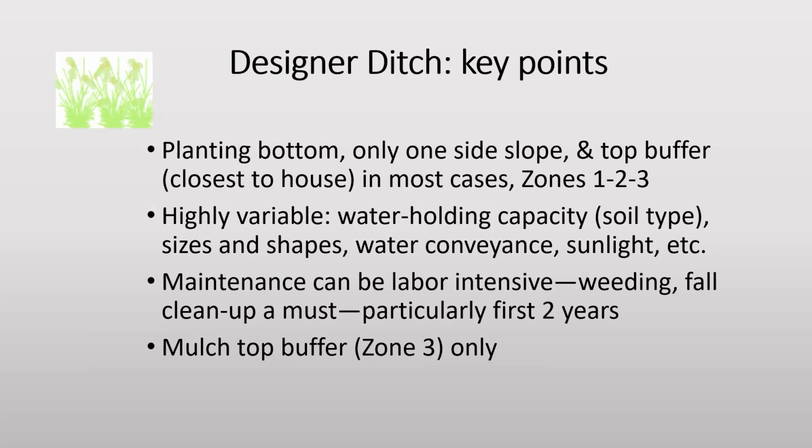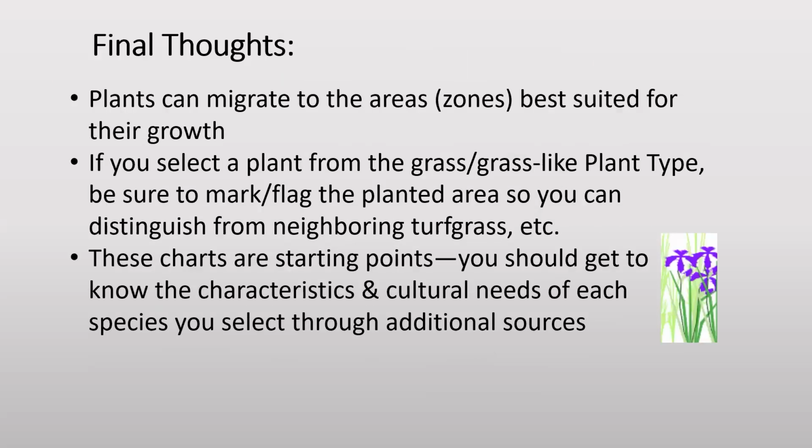So everything from the soil type, which will tell you what kind of water holding capacity that has, especially when it's sloped, etc. Sizes, water conveyance, etc. The maintenance can be labor intensive for those first 2 years. Don't underestimate what you need to do in the beginning. It's not optional as far as the weeding and the fall cleanup. And then again, top buffer mulching only. Okay. And then just to finish off, as I had previously mentioned, plants can migrate.